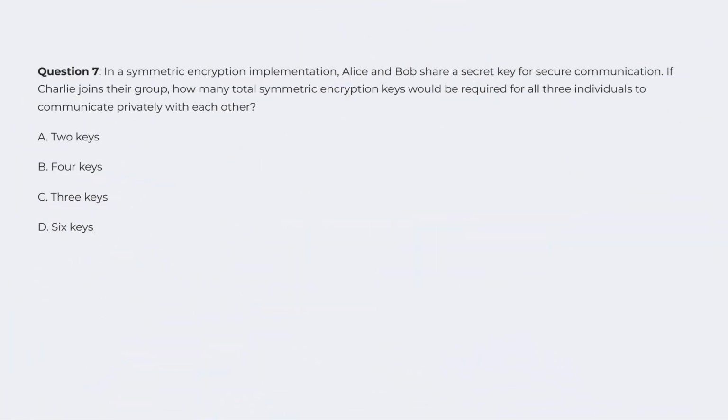Question 7. In a symmetric encryption implementation, Alice and Bob share a secret key for secure communication. If Charlie joins their group, how many total symmetric encryption keys would be required for all 3 individuals to communicate privately with each other? A. 2 keys. B. 4 keys. C. 3 keys. D. 6 keys.